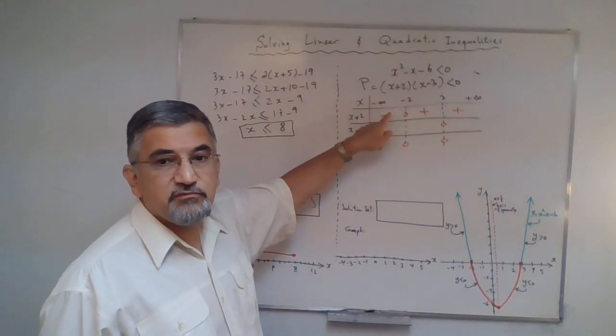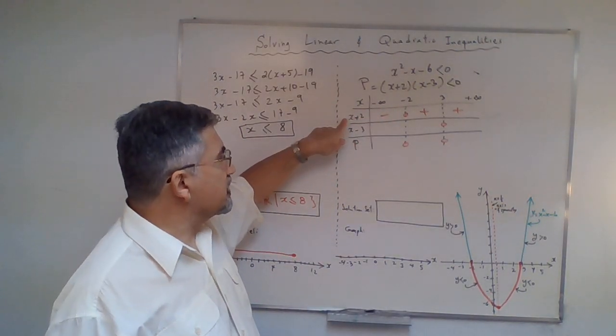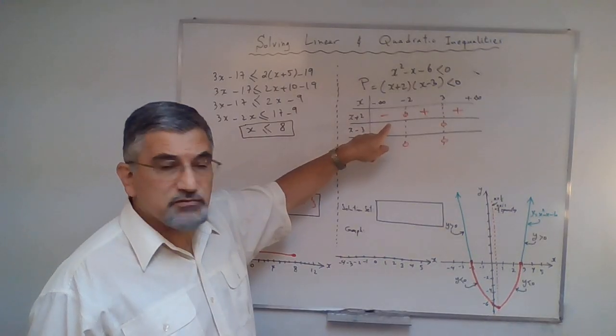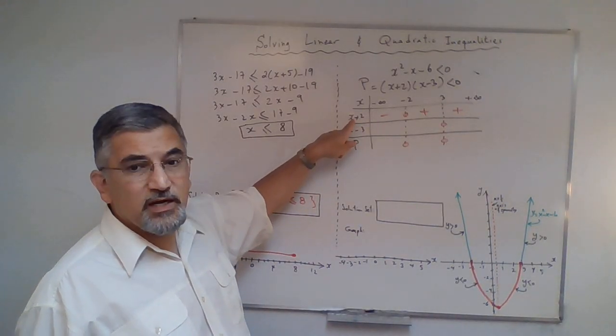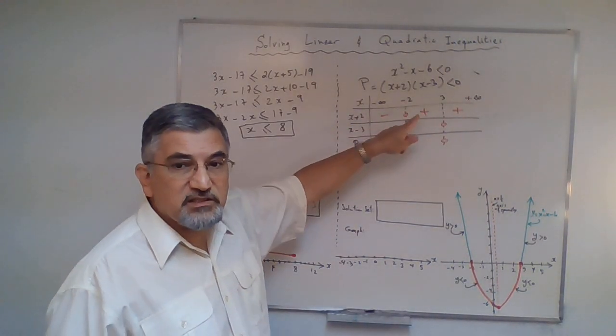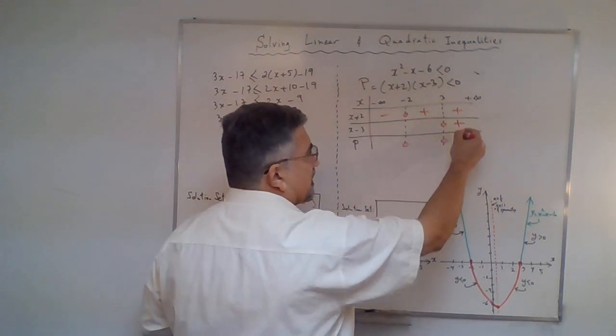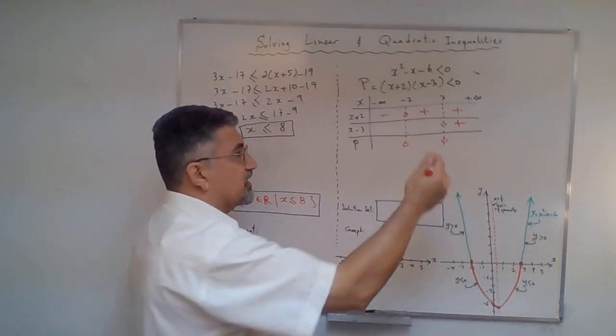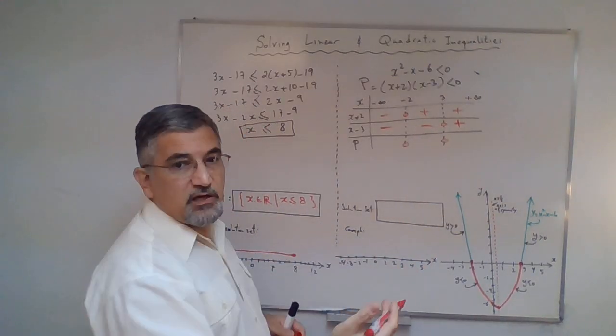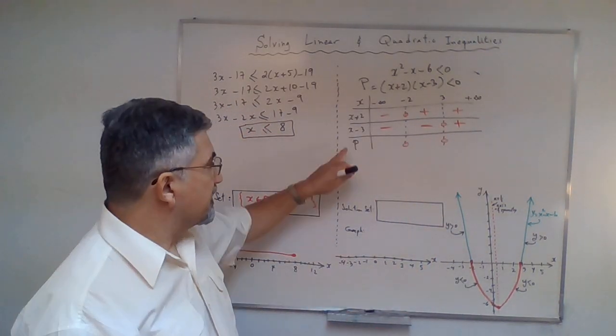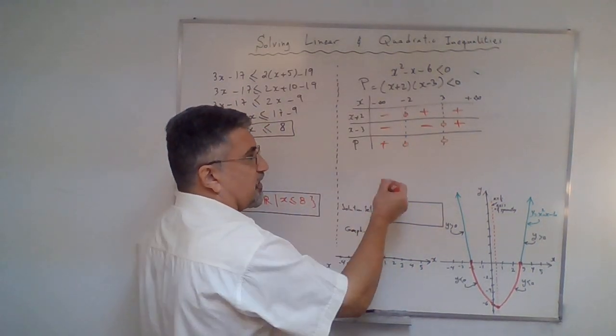So you pick -3, -4, -5, you plug in here, you end up with a negative answer, obviously. So that's why we're saying x plus 2 has a negative sign if x is less than -2. And x minus 3 is positive if x is greater than 3, and it's negative if it is less than 3, obviously.